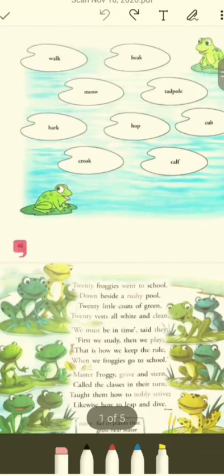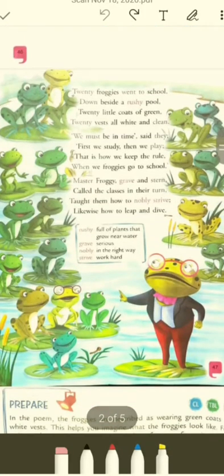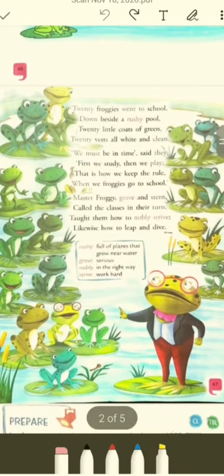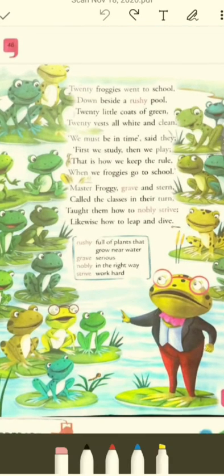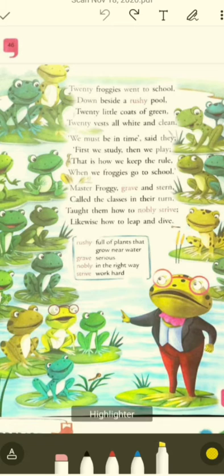Now let's start reading the poem, to be precise. So it's about frogs going to school. 20 froggies went to school down beside a rushy pool. 20 froggies went to school down beside a rushy pool.